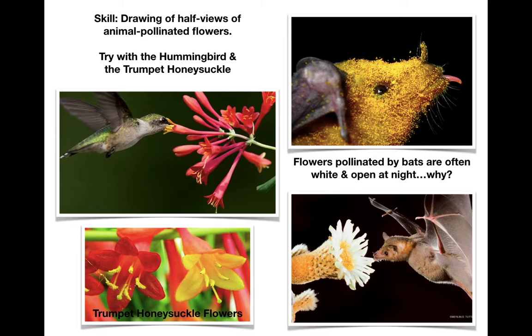Okay, so your skill is to draw the half view of animal pollinated flowers. So here's an example of the bat, again, its face covered in pollen, going into an agave flower. And I want you to try drawing these trumpet honeysuckle flowers, which are pollinated by hummingbirds. We want to draw a half view where you kind of cut the flower in half so you can see the bird's mouth and beak inside, and you can see all the flower parts inside as well.